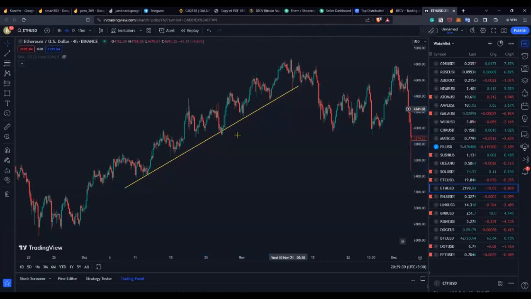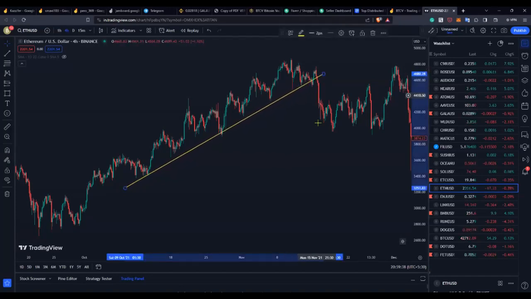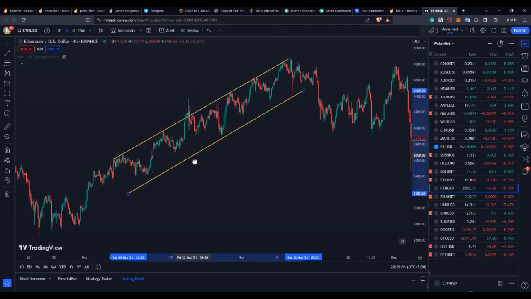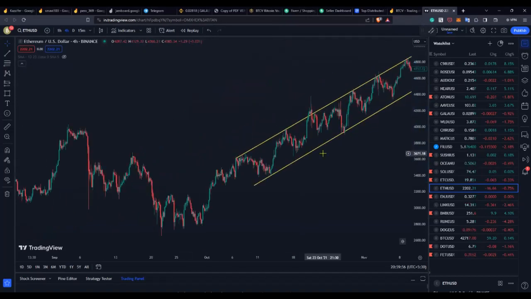So let's draw this one. That's a trend line. 1, 2, 3. 3 is the minimum. Now in this case it has 4 and then 5, and then the trend line is broken in the future when the market went down. So this is a trend line and this can also be a trend line. See this one: 1, 2, 3, 4, 5, 6. That's 6. So this one is a resistance trend line and this one is a support trend line.